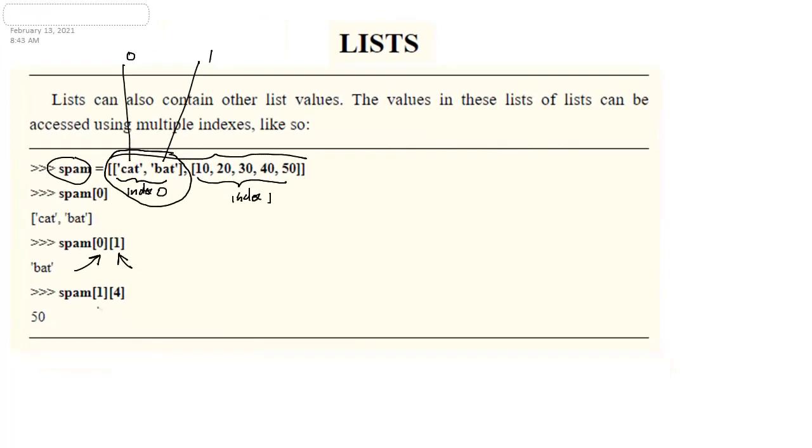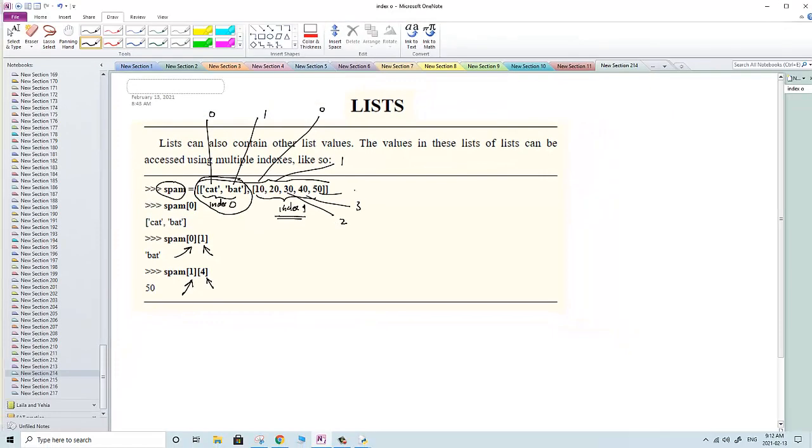The second example, if I'm saying spam, go to index 1 first. So right away, this list is my index 1. And choose for me index 4. So I know that 10 is at 0, 20 at 1, 30 at 2, 40 at 3, 50 at 4. So it's going to choose 50 for me.